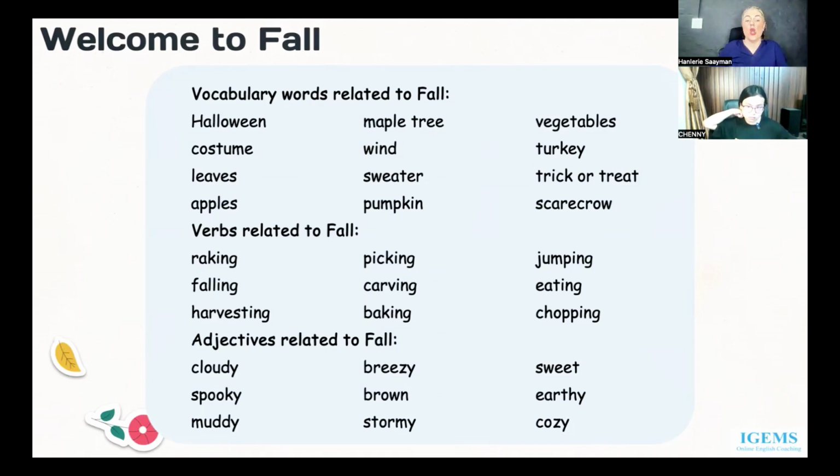Oh, fantastic. Okay. Now my question to you once again is, any questions on any of these words that you do not understand the meaning of? Raking. Which one? Earthy. Raking and earthy. Okay, so earthy means what?